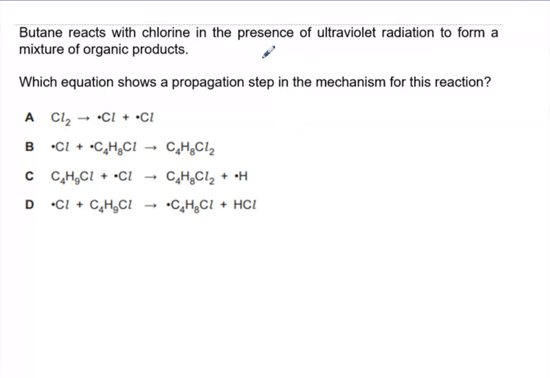Now what we've got is butane reacts with chlorine. So butane, C4H10, reacts with chlorine. In the presence of ultraviolet radiation, we do a free radical substitution and swap one of the H's for a Cl. This would be our overall equation.